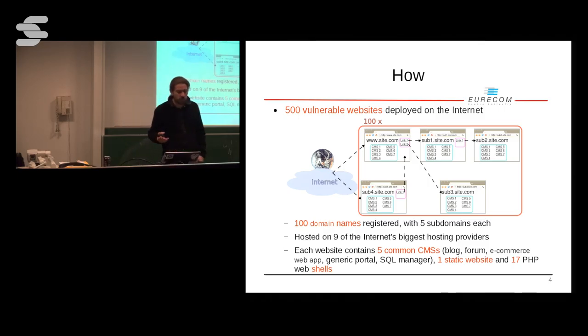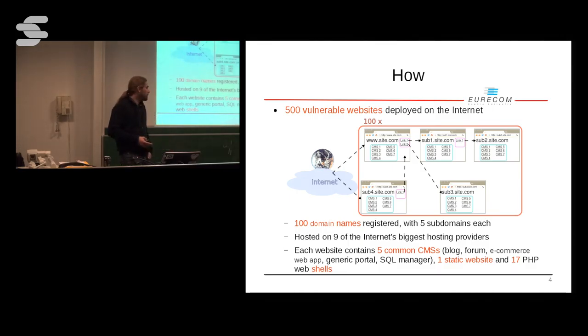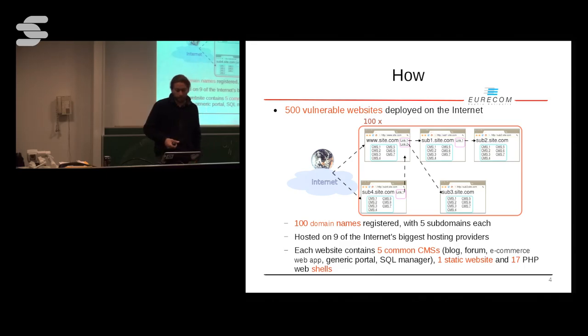And inside those websites, we actually install vulnerable applications, right? So we have 5 CMS that are vulnerable in some way. So there is a blog, a forum, an e-commerce web application, some generic portal, an SQL manager, and so on. There is 1 static website, 7 PHP web shells, right? And then with all this installed, so each domain name has several websites, we see what's happening there.